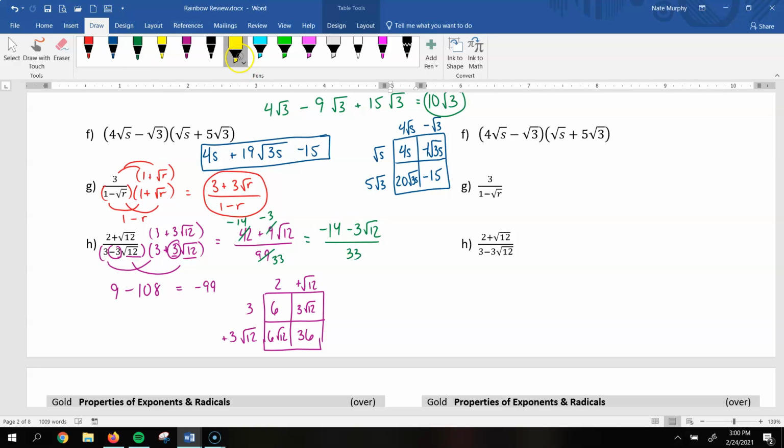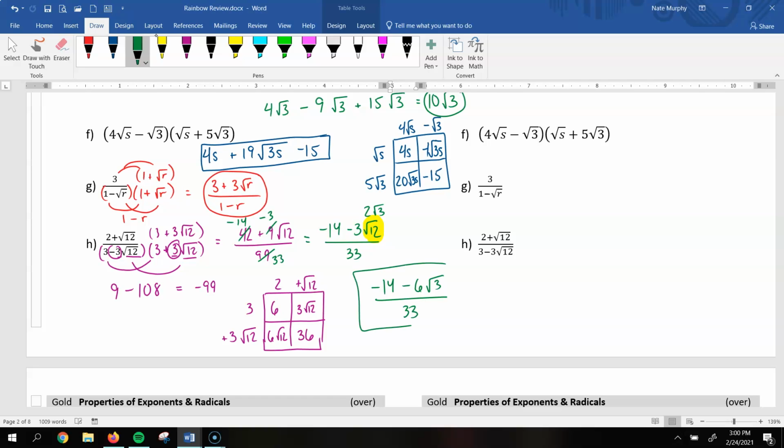And you know what? Even this is not our answer, because I always need to look at my roots and see if those can be simplified. Square root of 12 is the same as the square root of 4 times 3. The square root of 4 is a perfect square, so the square root of 4 would be 2. So this simplifies to 2 times the square root of 3. But we have this negative 3 outside, so your final answer would be negative 14, negative 3 times 2 would be negative 6 square root of 3, all over 33.